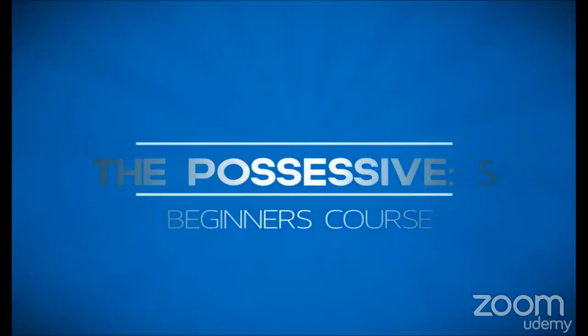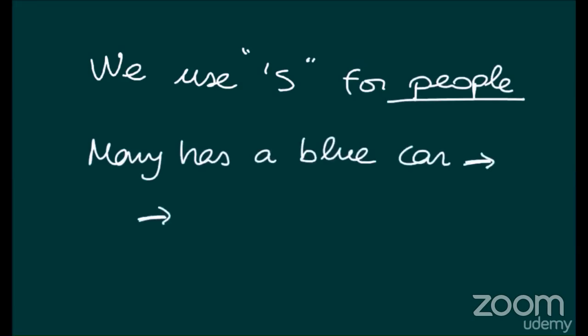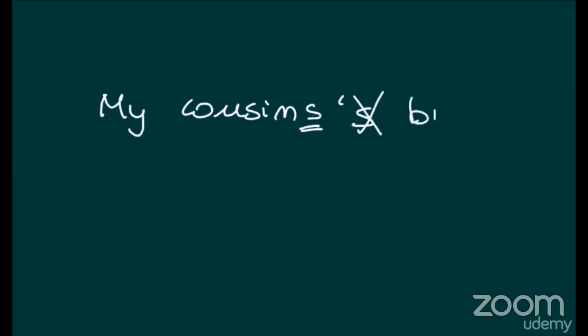Possessive S. In this video, we're going to show you how to use the possessive s. We use apostrophe s when we say that somebody has something. For example, if Mary has a blue car, we say, Mary's car is blue. But be careful, because we only put the apostrophe when the person ends in s. For example, in my cousins, we don't say my cousins' bikes. We say my cousin's bikes without the s.